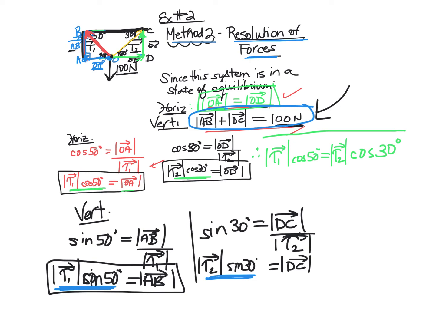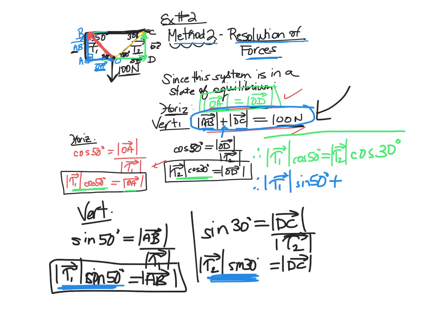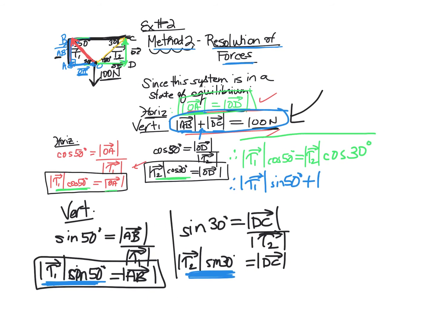That gives me a second equation. The AB vector's magnitude can be represented by the magnitude of T1 times sine 50 degrees, plus the magnitude of the DC vector. So this expression represents the magnitude of the DC vector: the magnitude of tension 2 times the sine of 30 degrees equals 100.